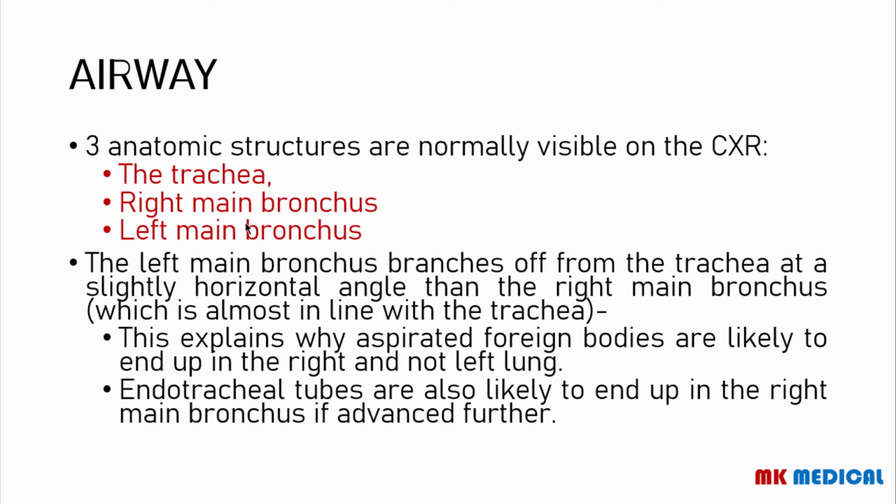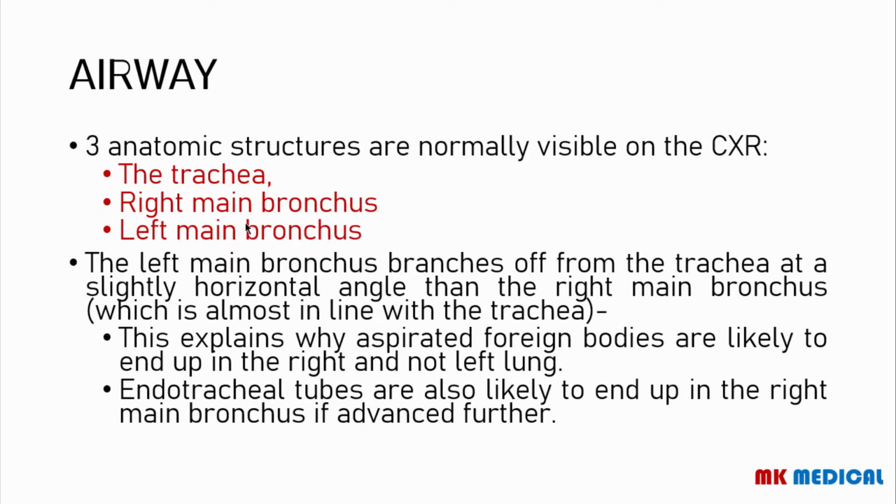Now, another anatomical thing that you really need to take note of is that if you look at the left main bronchus, it's going to be branching off from the trachea at a slightly horizontal angle. So it's going to be angulated. It won't be in line with the trachea. I'll show you an image very soon on the next slide.